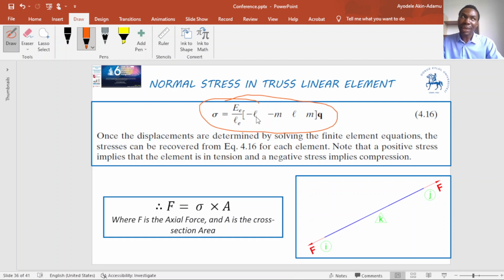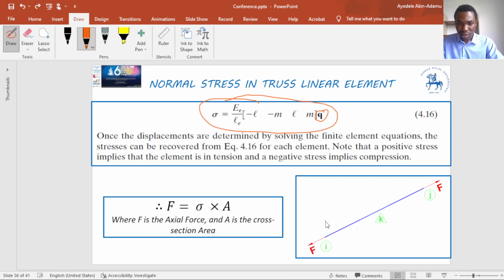That's why I modified my function to return C and S, because I need the cos theta and the sin theta. So the L here is the cosine of the angle of the element, and the M is the sine of the angle of the element. The Q here is a vector, a 4x1 vector that contains the displacement quantities in the start node and in the end node. This is what I mean.